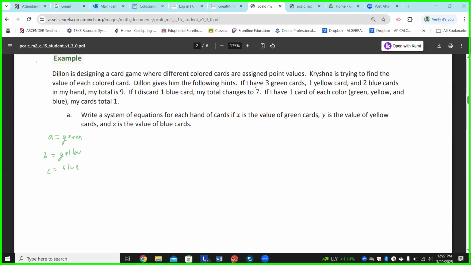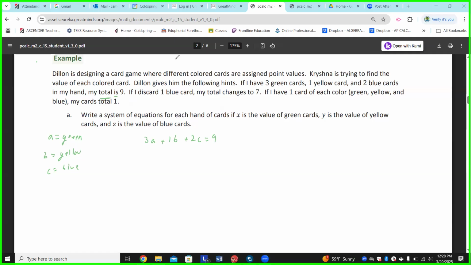Good. All right. So 3 green represents 3A. One yellow would represent 1B. 2 blue would represent 2C. And if you did X, Y, and Z, that's what that would be as well. And the total is 9, right? Again, total is adding, and the word is, or sum, means equal. If you see the word is, it's an equal sign. Total is another word for adding.